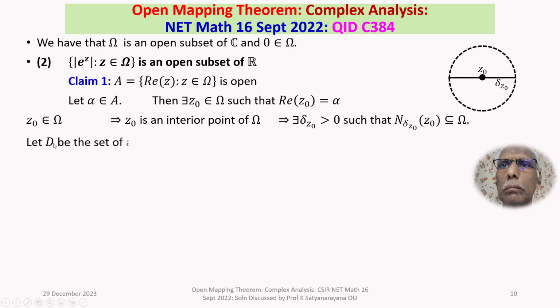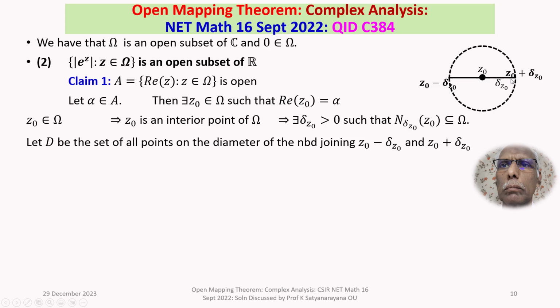Agreed? Let D be the set of all points on the diameter of this neighborhood joining z naught minus delta z naught to z naught plus delta z naught. That means all the points lying on this diameter. So D is entirely contained in the neighborhood with center z naught and radius delta z naught, which is entirely contained in omega.